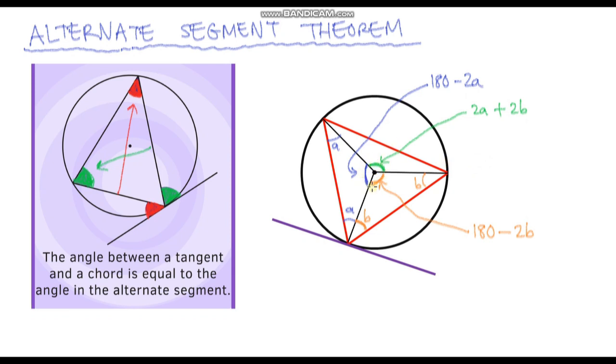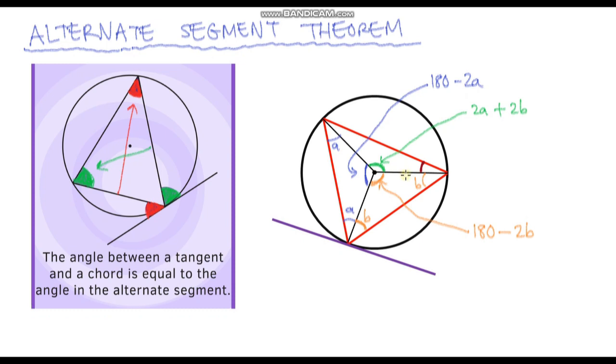We know that these angles add up to 360 degrees. So if we take this blue angle and this orange angle away from 360, you should be left with 2A plus 2B. But this is obviously a much quicker way of working it out. So now we've done that, let's write an expression for this angle.